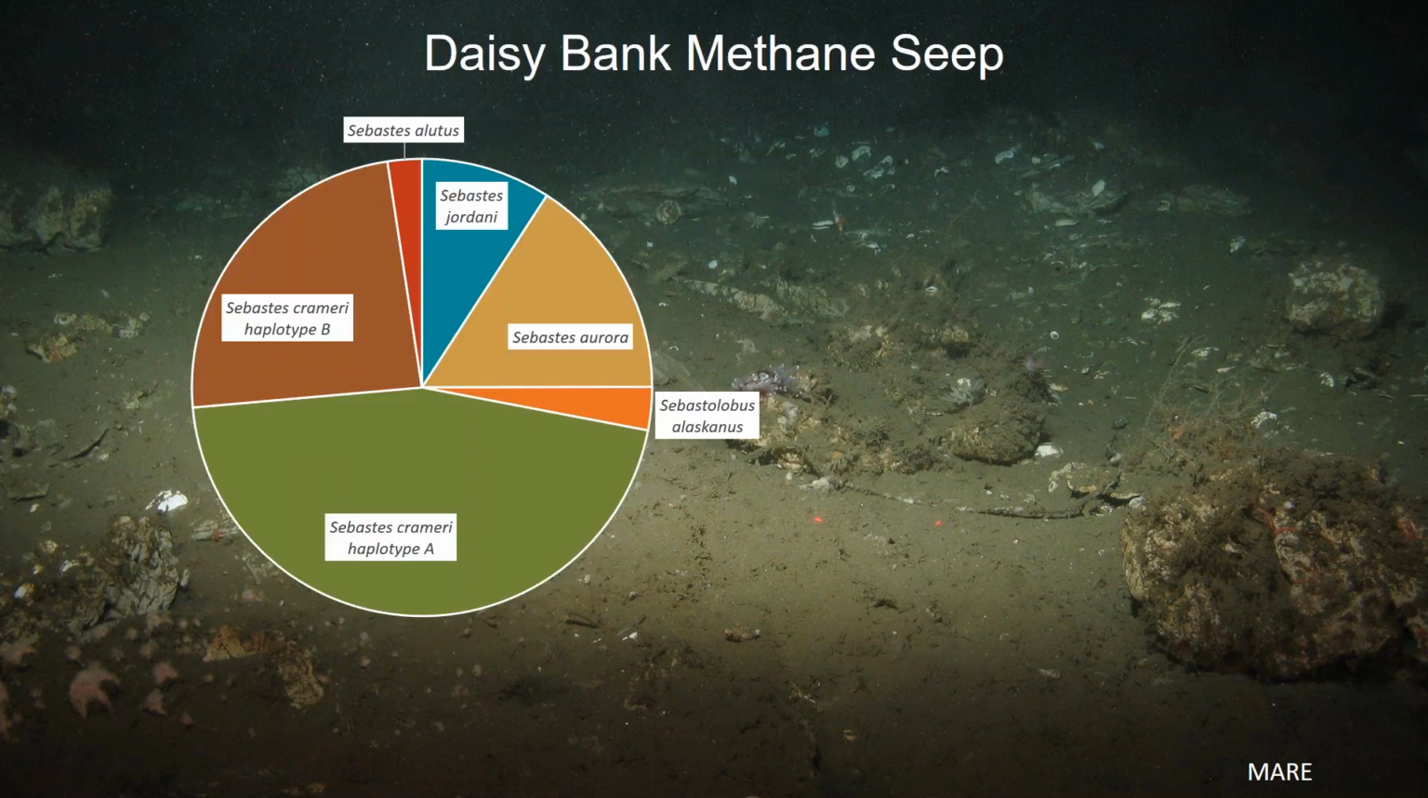We also looked at the rockfish community present at this methane seep, and were able to detect 6 or 7 different species, including species that were not observed in the visual survey. And we're using this data looking at the groundfish community and the deep sea coral community to better understand how groundfish are using these deep sea coral and methane seep habitats.